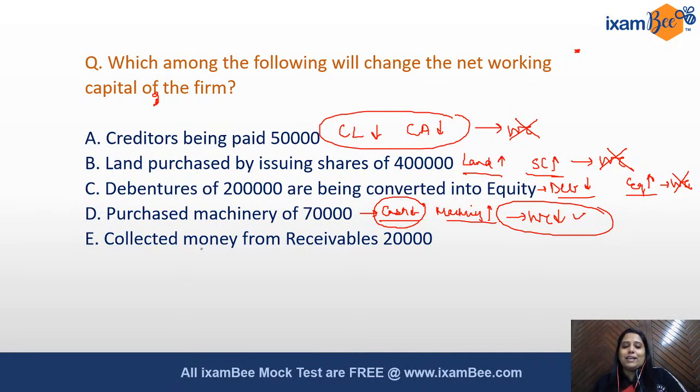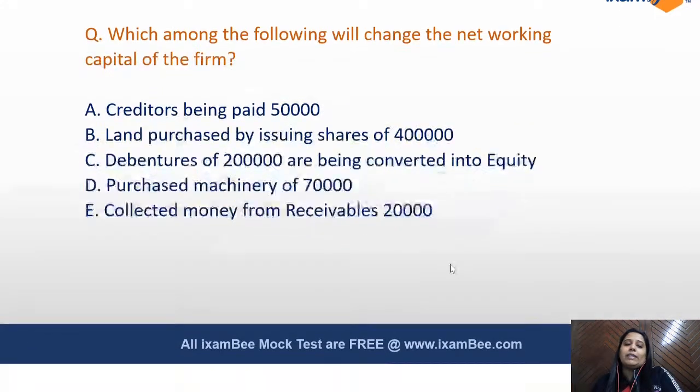Let's analyze E as well. Collected money from receivables: both cash and receivables relate to current, therefore working capital will not change. I hope that this is clear. If not, please ask me the doubt.